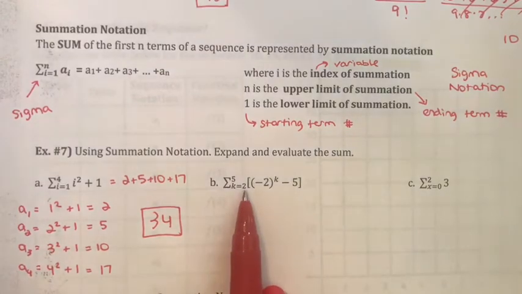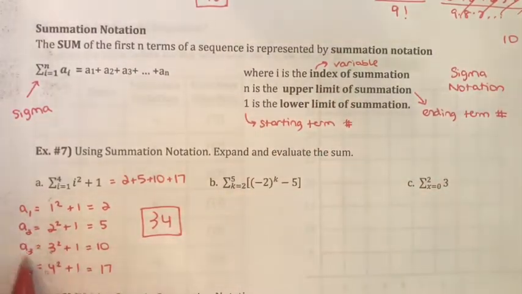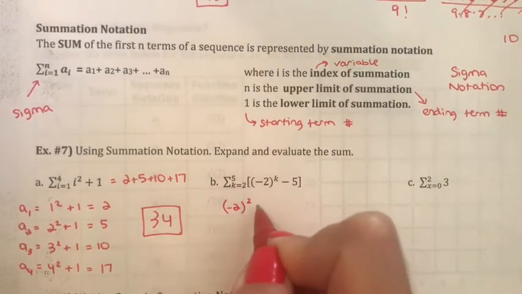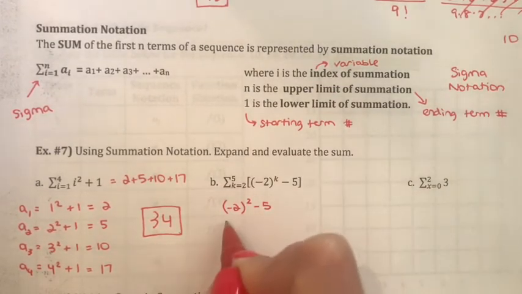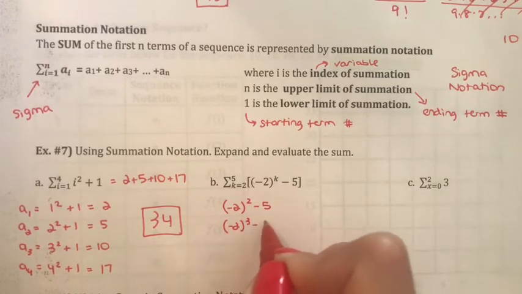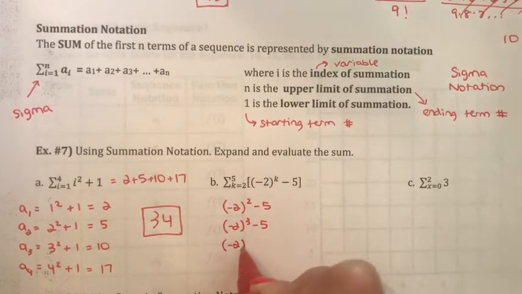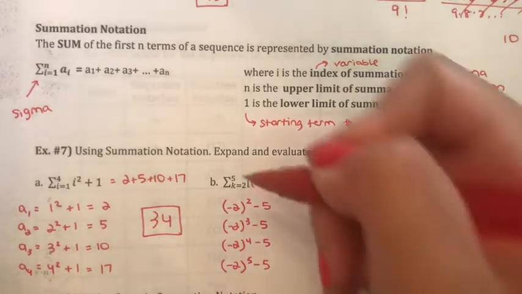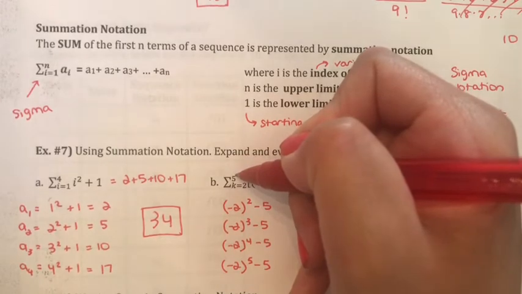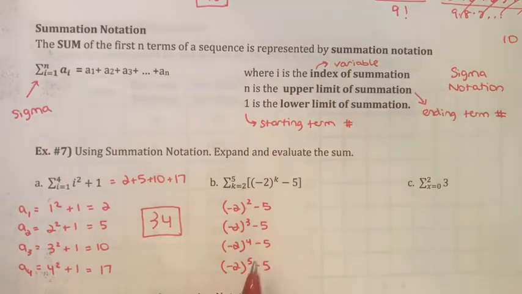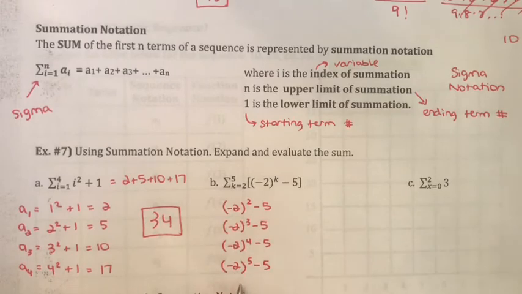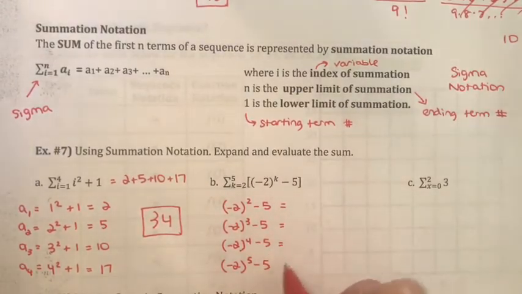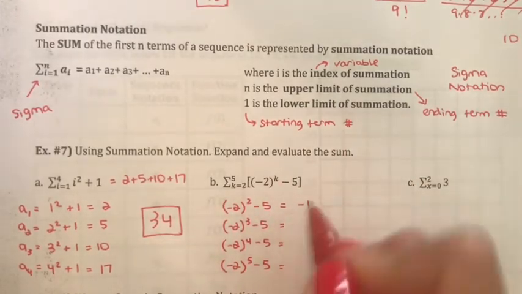So over here, we're going to start with the second term, and you don't even have to write out the notation here. So we've got negative 2 squared minus 5, negative 2 cubed minus 5, negative 2 to the fourth minus 5, negative 2 to the fifth minus 5. Now I'm stopping at the fifth value that I plugged in because I started with 2 and I'm ending with 5. Okay. So these are going to give me negative 1.